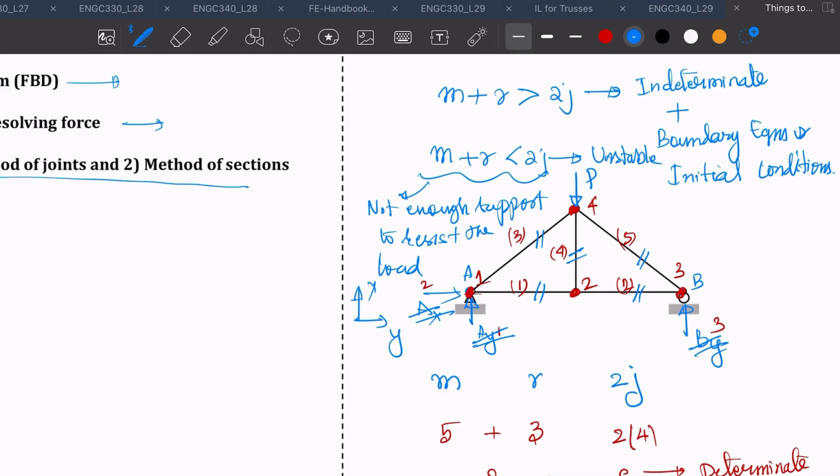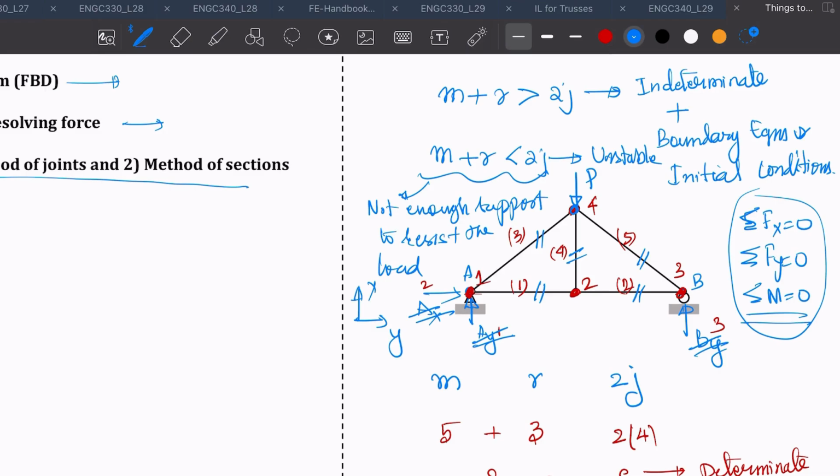And because I'm solving for the whole truss, not at a joint, I can use the summation of all the Fx equal to 0, summation of Fy equal to 0, and summation of moment equal to 0. If I have to solve only at the joint, then I can have only two equations. But if I have to solve for the whole structure, then as a whole structure, I can use all these three equilibrium equations. Okay, so that's the first thing, determinacy.